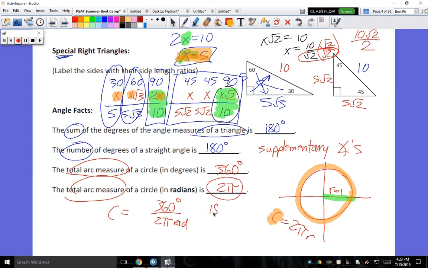Just like 180 degrees is the same as how many radians? Pi. Guys, these are just conversion factors. Like you would say 12 inches is the same as what? 1 foot. Stuff like that, okay? They're just conversion factors, relationships between one another.